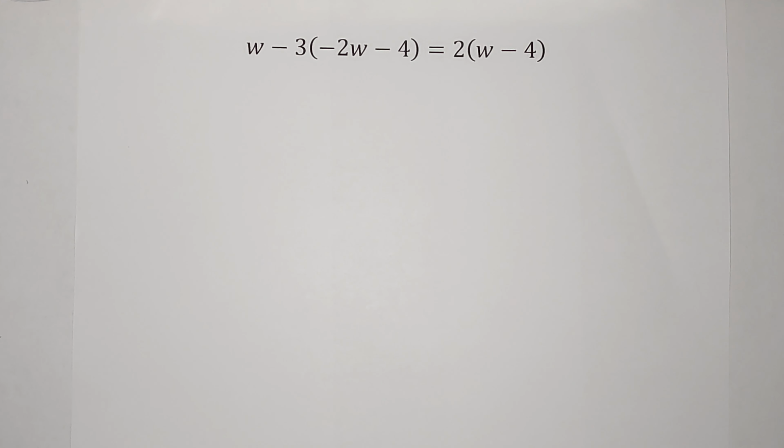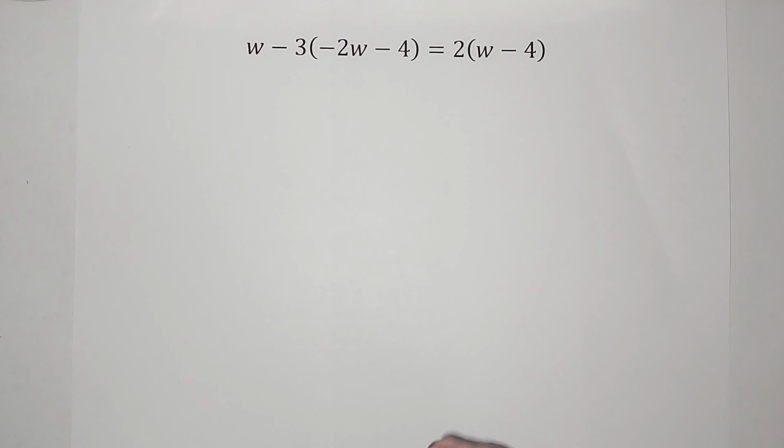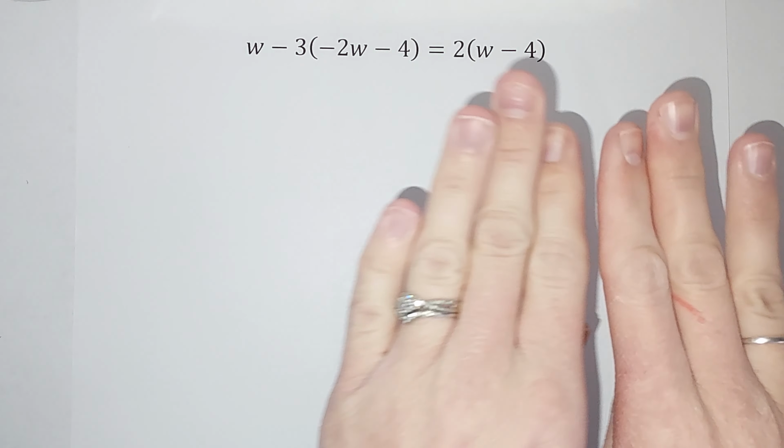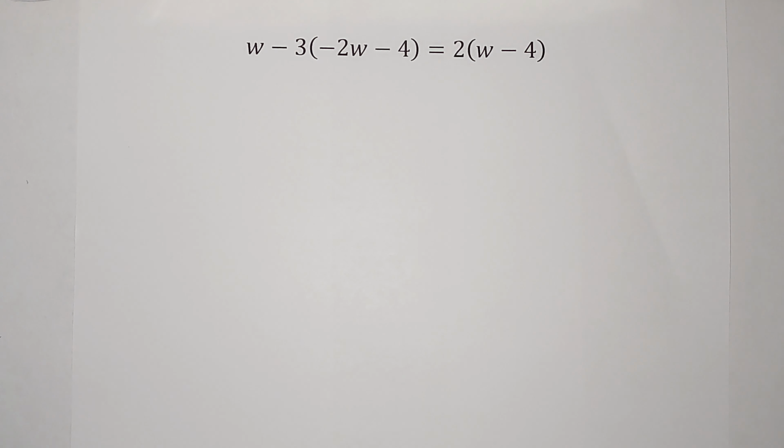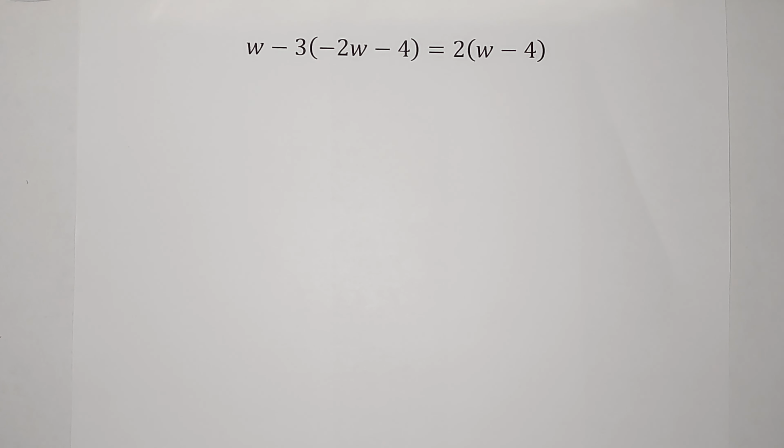Hey guys, we are being asked to solve this equation. So basically, there's a lot of W's, right? And there's a lot of numbers. We want it to look like W equals something is our goal, okay? So when we have something that looks like this, usually the first thing you want to do is get rid of the parentheses, okay? Because we don't really want them in our answer, okay?